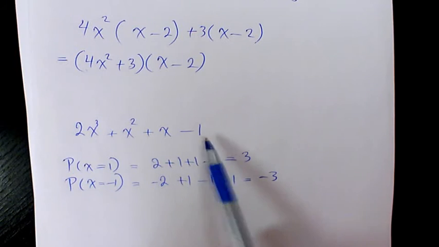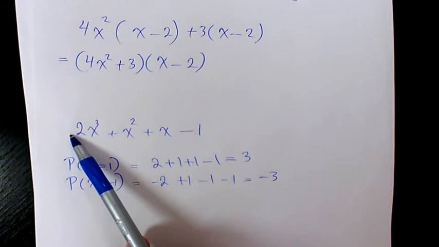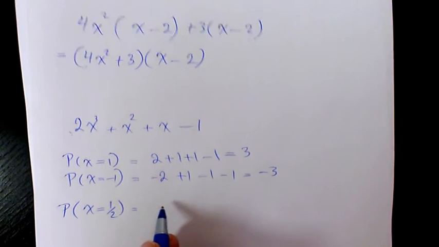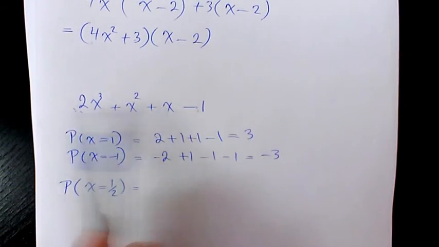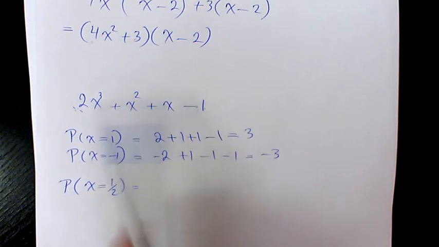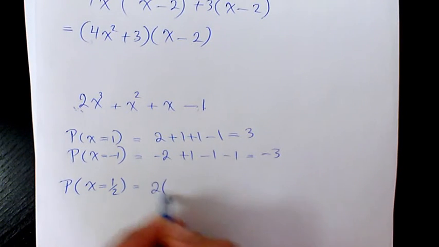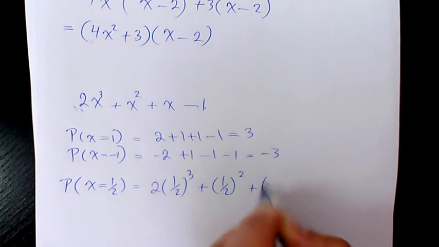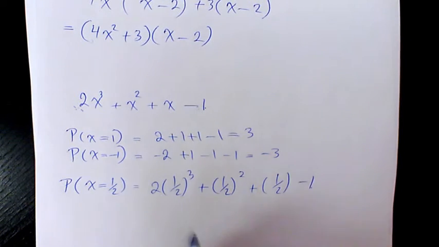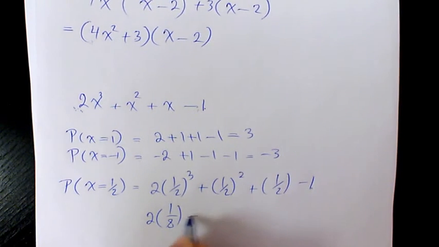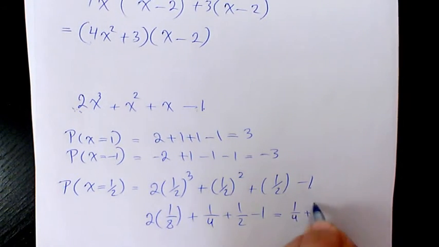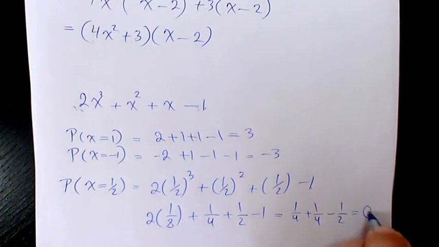Since the last number is 1 and this one is 2, it's going to be 1 over 2. Let's check x equals 1 over 2. From this point I can say that I need to check 1 over 2. So that's going to be 2 times 1 over 2 cubed plus 1 over 2 squared plus 1 over 2 minus 1. That's going to be 2 times 1 over 8 plus 1 over 4 plus 1 over 2 minus 1. That's going to be 1 over 4 plus 1 over 4 plus 1 over 2 minus 1, which is going to make it 0.